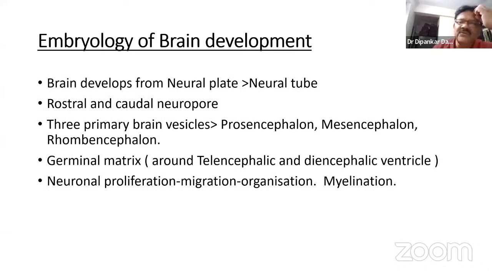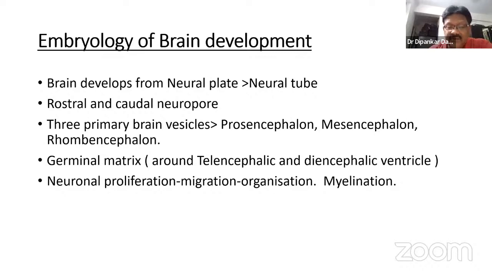If you go back to the embryology of brain development, which happens very early in embryonic life, first is the neural plate, which folds into a neural tube. From the rostral end, 3 primary brain vesicles develop: prosencephalon, mesencephalon, and rhombencephalon. Those 3 parts of the brain are developed from the brain vesicles. And around the ventricles is the germinal matrix, which gives rise to glial cells and neuronal cells, which later migrate towards the periphery from the central ventricular part.